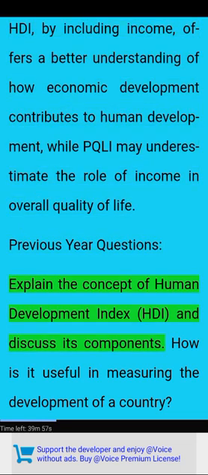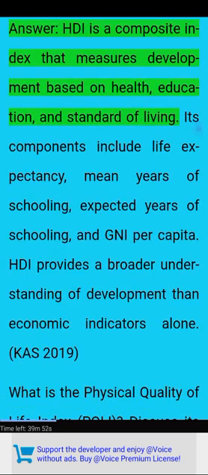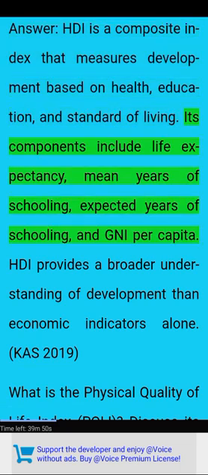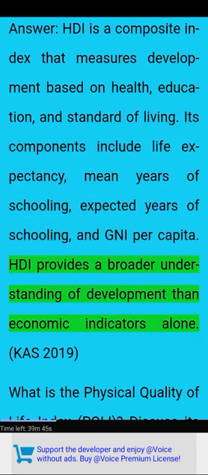Previous year questions. Explain the concept of Human Development Index (HDI) and discuss its components. How is it useful in measuring the development of a country? Answer. HDI is a composite index that measures development based on health, education, and standard of living. Its components include life expectancy, mean years of schooling, expected years of schooling, and GNI per capita. HDI provides a broader understanding of development than economic indicators alone.